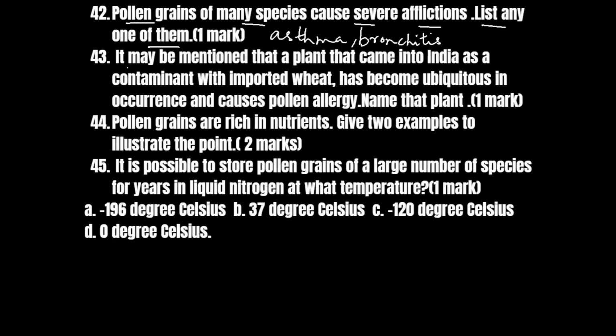Next question. It may be mentioned that a plant that came into India as a contaminant with imported wheat has become ubiquitous in occurrence and causes pollen allergy. Name that plant. Carrying 1 mark. So answer number 43, that plant is called as carrot grass.